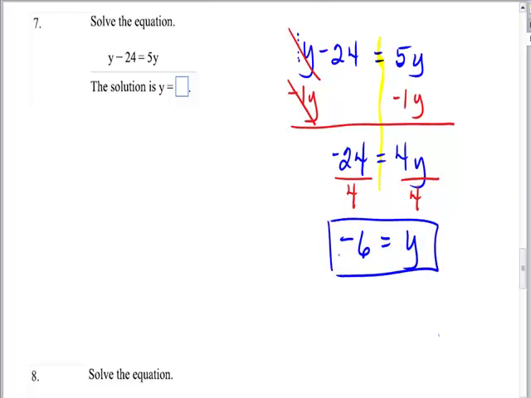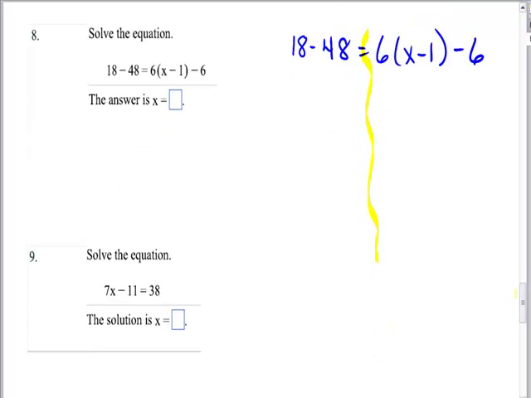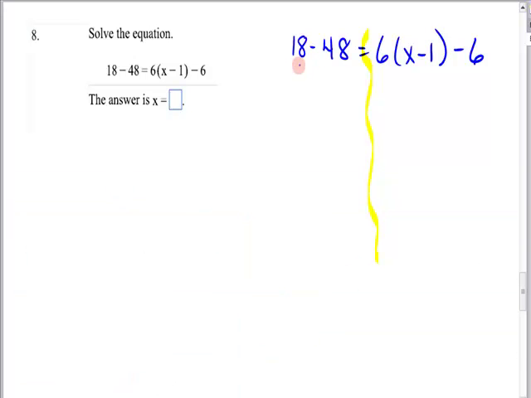Right, number 8. I have 18 minus 48 is equal to 6 times x minus 1 minus 6. All right, can I simplify on the left-hand side? Yes. You can think of this as a positive 18 and a negative 48. You're going to combine them using the addition rules when one's positive and one's negative. And this is positive because there's no sign in front of it. You're going to subtract and keep the sign of the larger. That's going to give you negative 30.